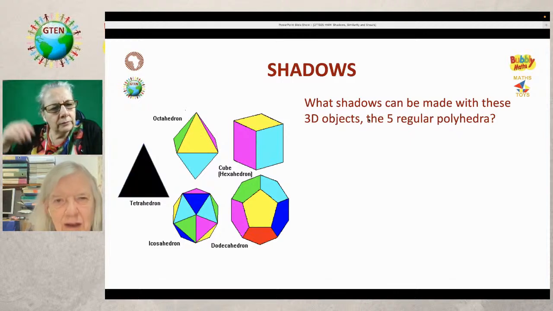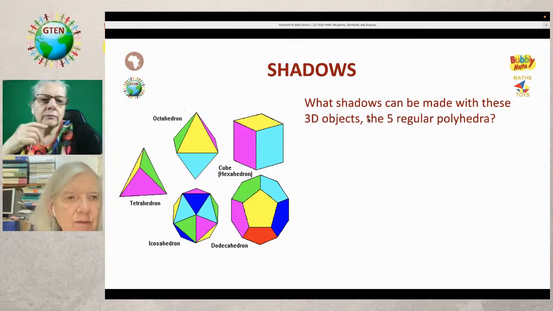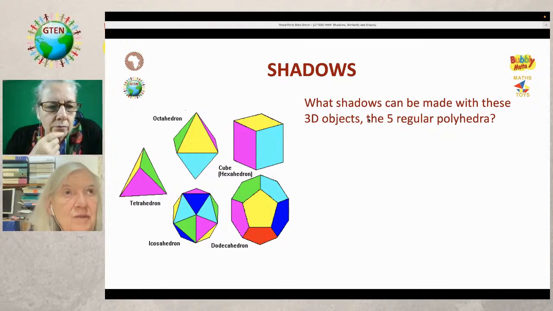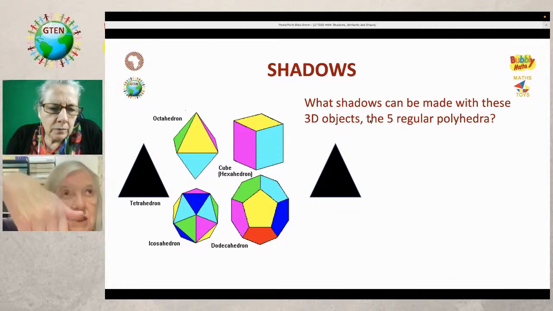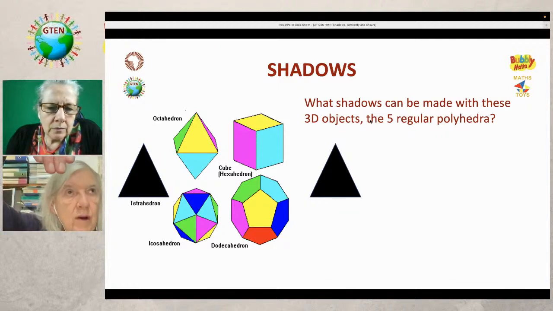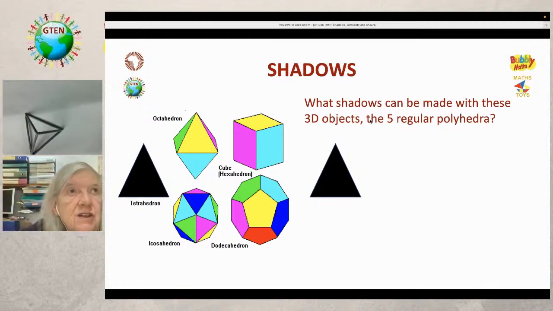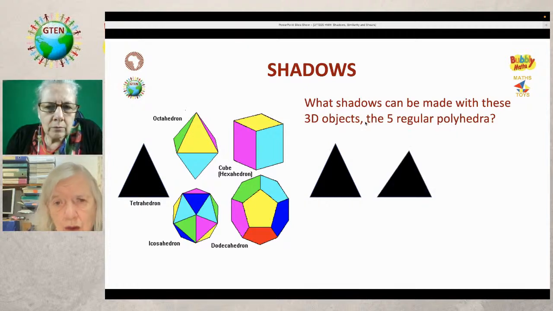So let's just think about that. Supposing we cast a shadow of the tetrahedron, a triangular base pyramid, and imagine its shadow. Now imagine what would happen if you cast a shadow with a light that goes straight down, perpendicular to one face, through the opposite vertex.